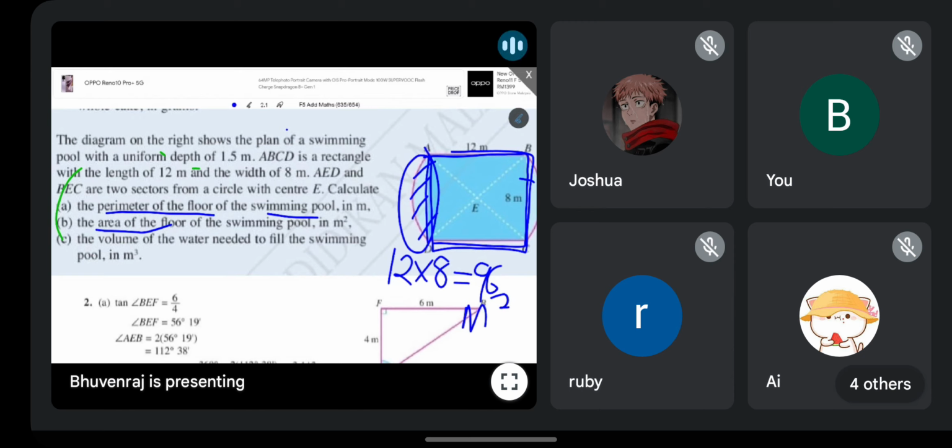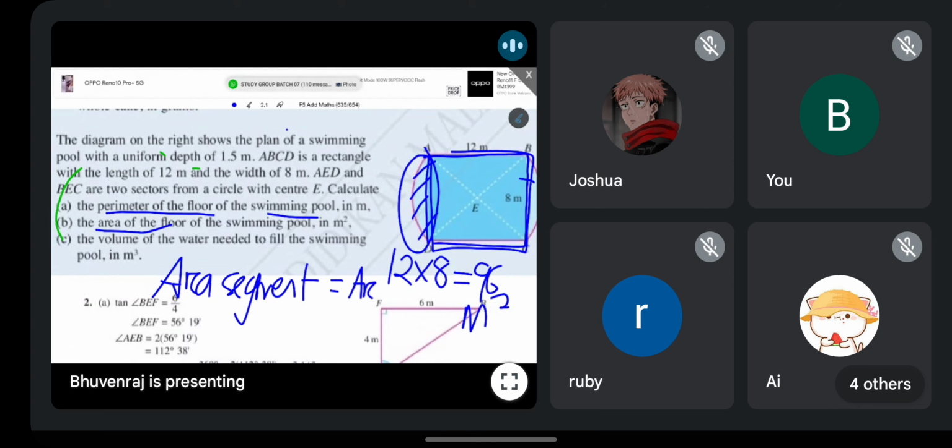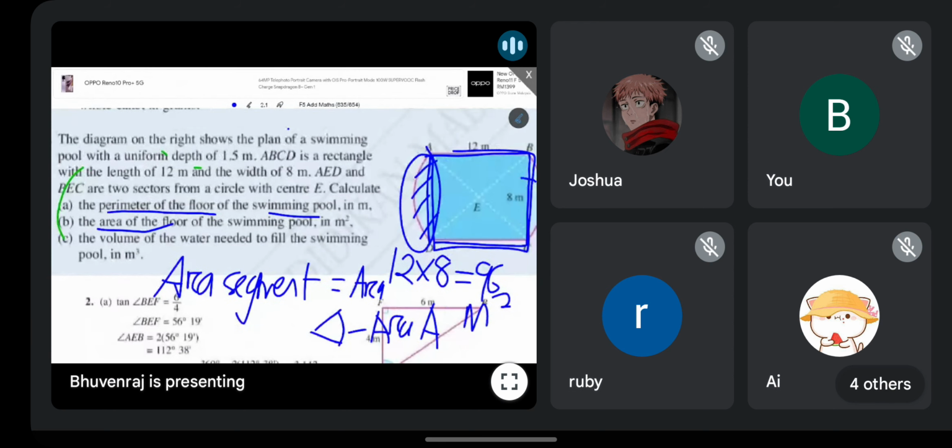What's the method we use to solve B? Anyone? Yes. Okay, you count the area of the segment, correct. So basically, area of segment is equal to area of sector, luas sector tolak luas segitiga. Understand, guys? So this is the formula for area of segment. Luas sector tolak luas segitiga.